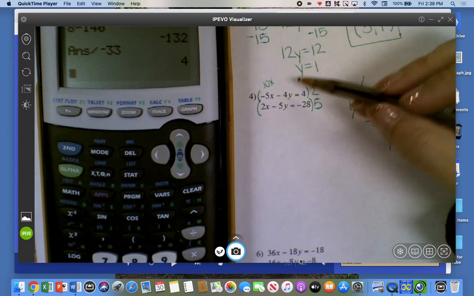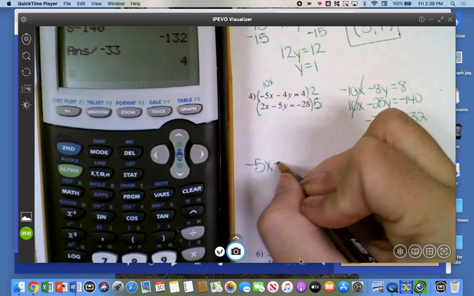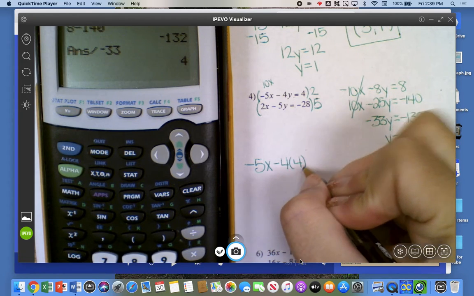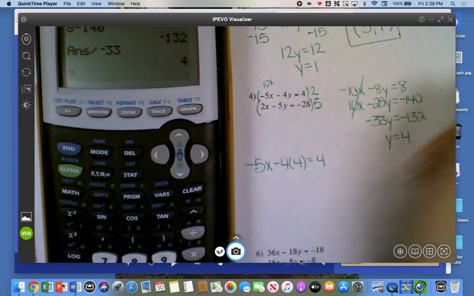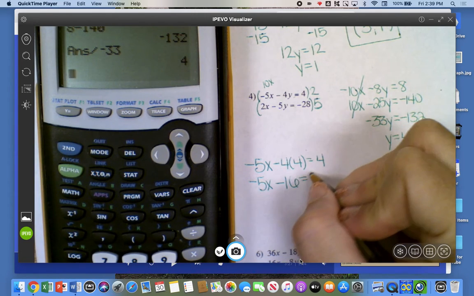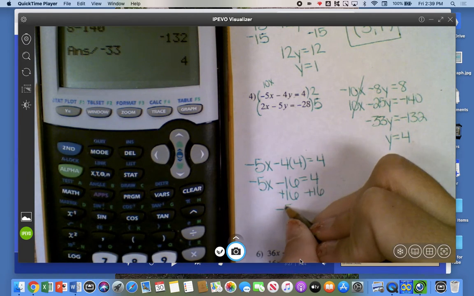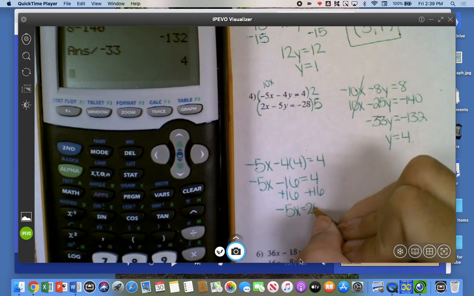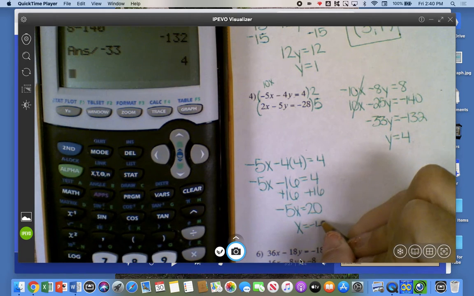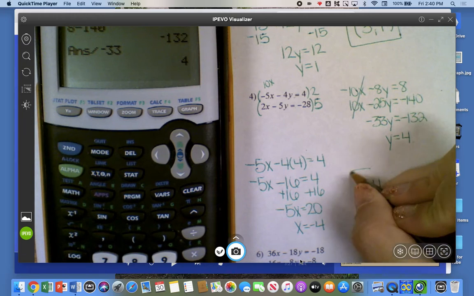Now I can pick whichever one. I'm still going with the top, but that's your choice. All right, so we get negative 5x minus 16 equals 4. And we add that over and get 20, which divides to negative 4. My x coordinate and then my y coordinate, and here I got my solution.